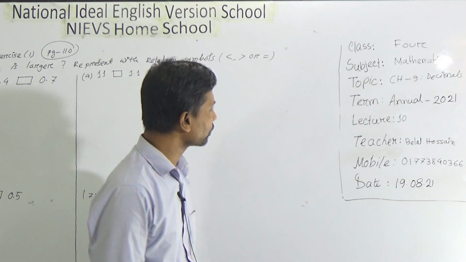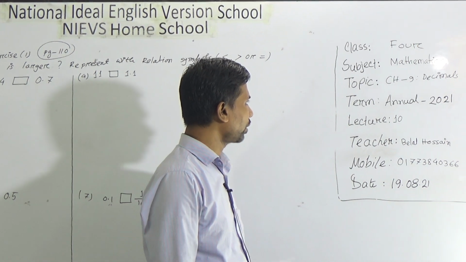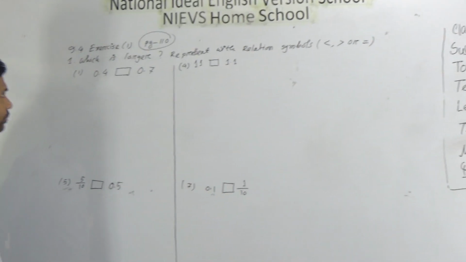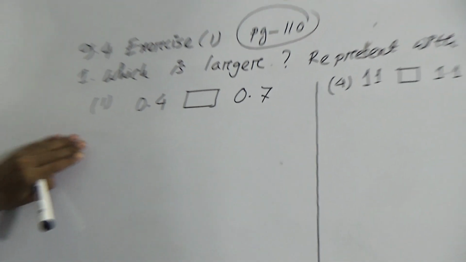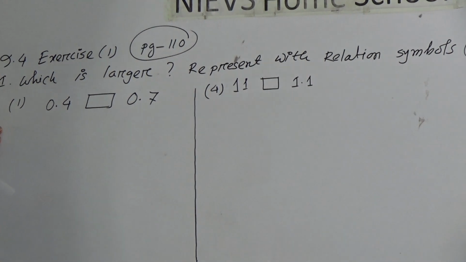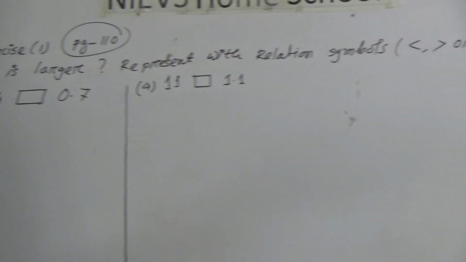Dear student, today our topic is Chapter 9, Decimals, Annual Term 2021, Lesson 10. Look student, 9.4 exercise 1, page 110, and this is the first class of chapter 9. At first we will read the questions, then we will identify some problems, then I will discuss, then I will solve these problems.